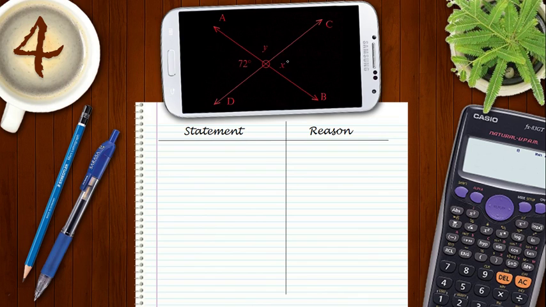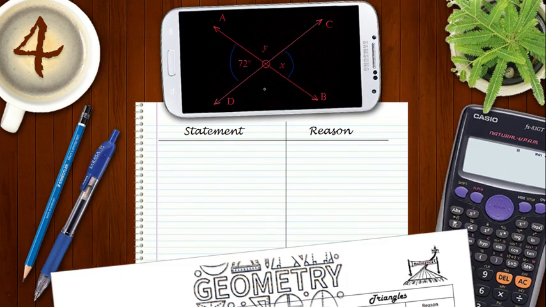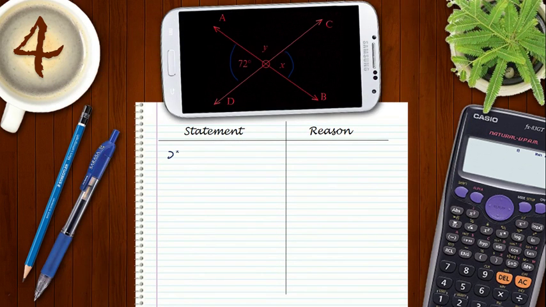First of all, let's start with x. We can see that x lies vertically opposite to this angle, that's 72. So our reason will be vertically opposite angles. Now we just simply state that x is equal to 72 degrees, and our reason is vertically opposite angles.